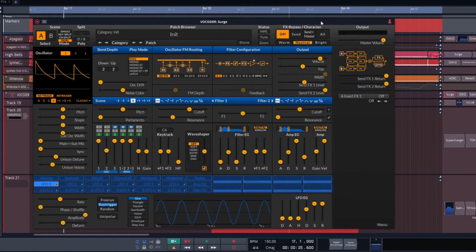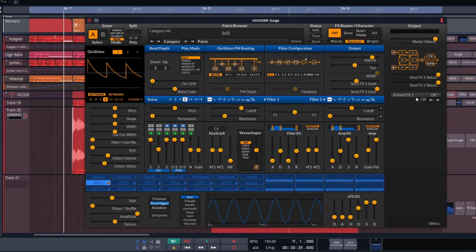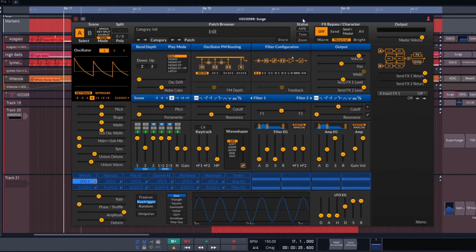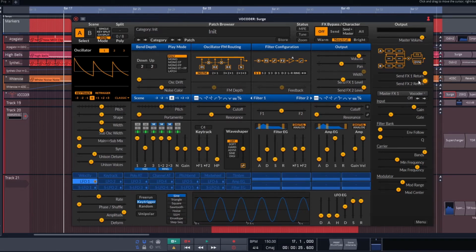Vember Audio Surge. In my last video on Surge, I showed you how to set it up as a vocoder inside of Waveform. I've used that feature to create this sound. The oscillator types for this patch aren't that important, they are just standard saw waves. So I'm going to take a look at the most important part, which is the vocoder itself.